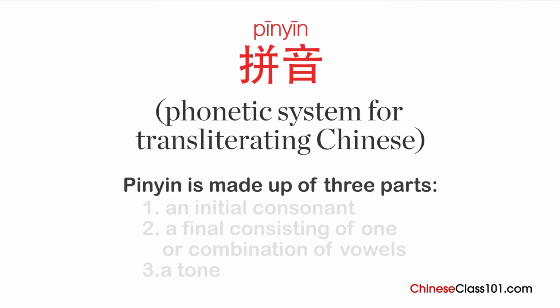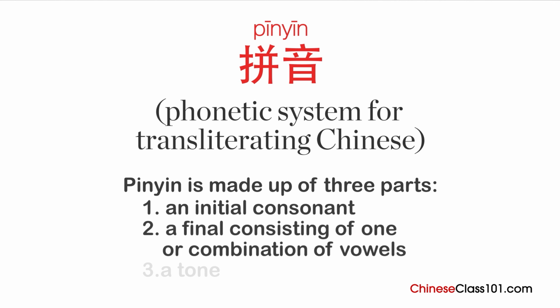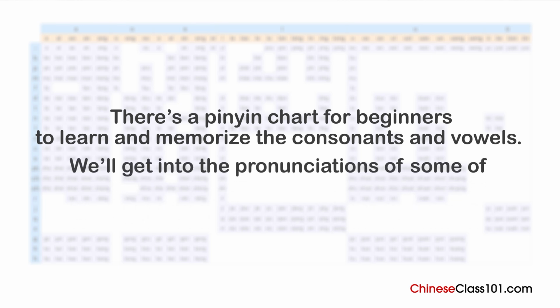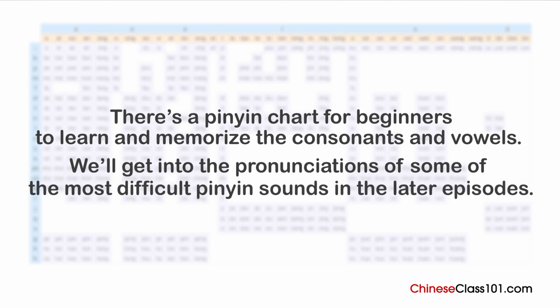Pinyin is usually made of 3 parts: an initial consonant, a final consisting of one or a combination of vowels, and a tone. There's a Pinyin chart for beginners to learn and memorize the consonants and vowels. We'll get into the pronunciations of some of the most difficult Pinyin sounds in the later episodes.